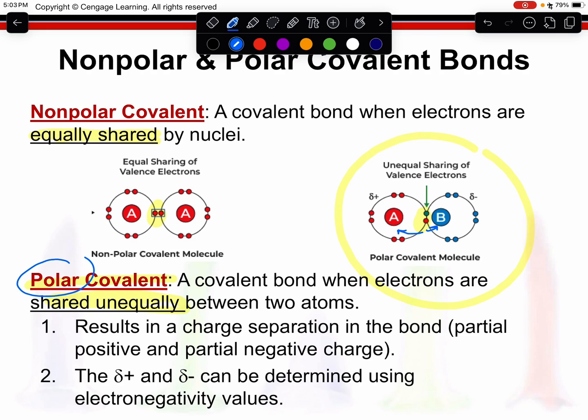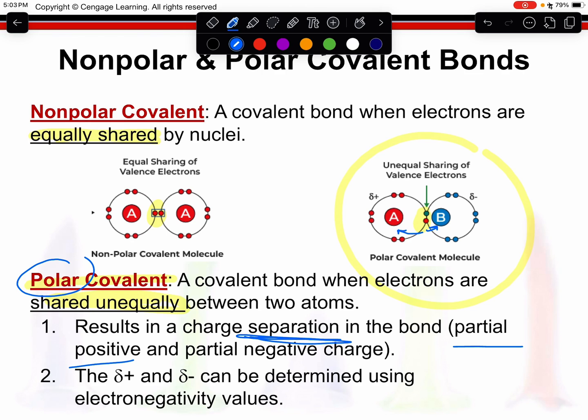And so this, therefore, results in a separation of that positive and negative charge. But it's not a full transfer of electrons like an ionic bond. It's called a partial transfer. So we're going to go ahead and define what these mean and where to put them.